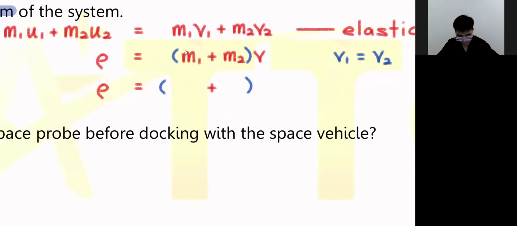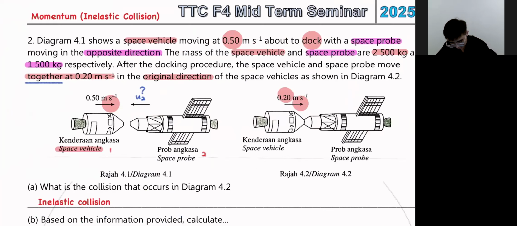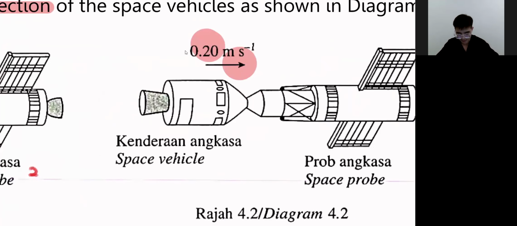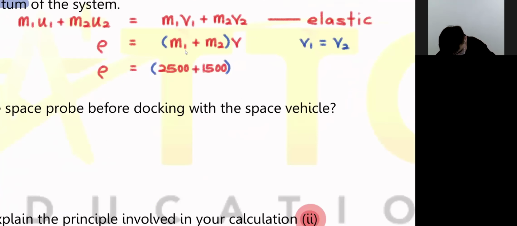Very simple one. Just now remember, the question did tell you that the space vehicle is 2,500 kilogram, while the space prop is 1,500 kilogram. And then the common velocity after they connect and move together, if you read the question, they will be moving together at 0.2 meter per second. So the V will be 0.2. Right or not? Then the V will be 0.2, the common velocity.